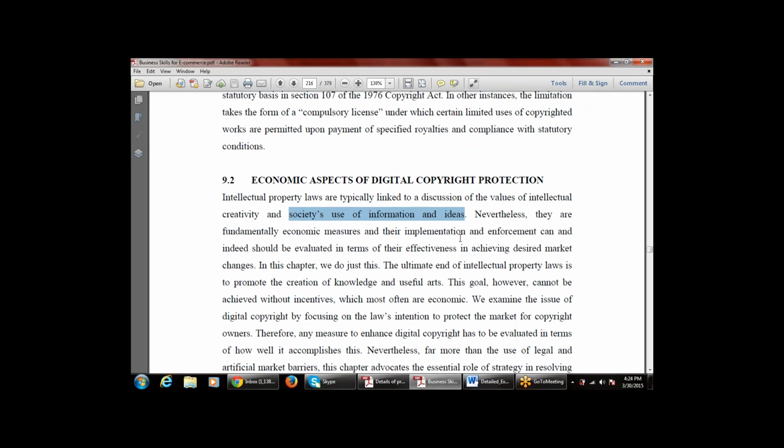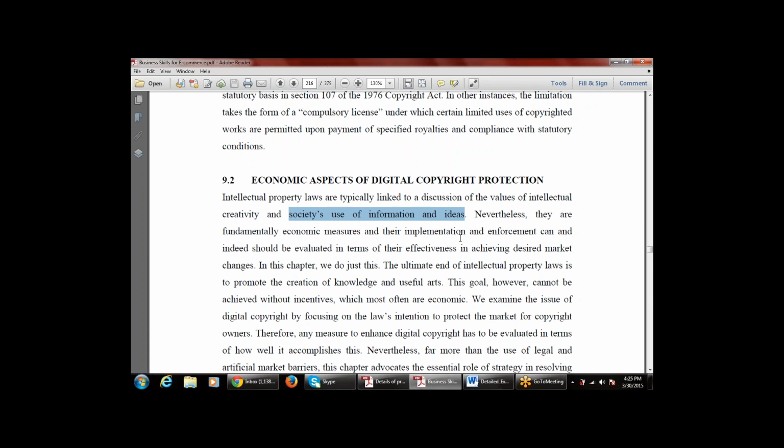they are fundamentally economic measures, and their implementation and enforcement can and indeed should be evaluated in terms of their effectiveness in achieving desired market changes. So whenever we use the various laws covered under digital copyright, for example the intellectual property laws, that also affects the desired market changes. In this chapter we do just this.